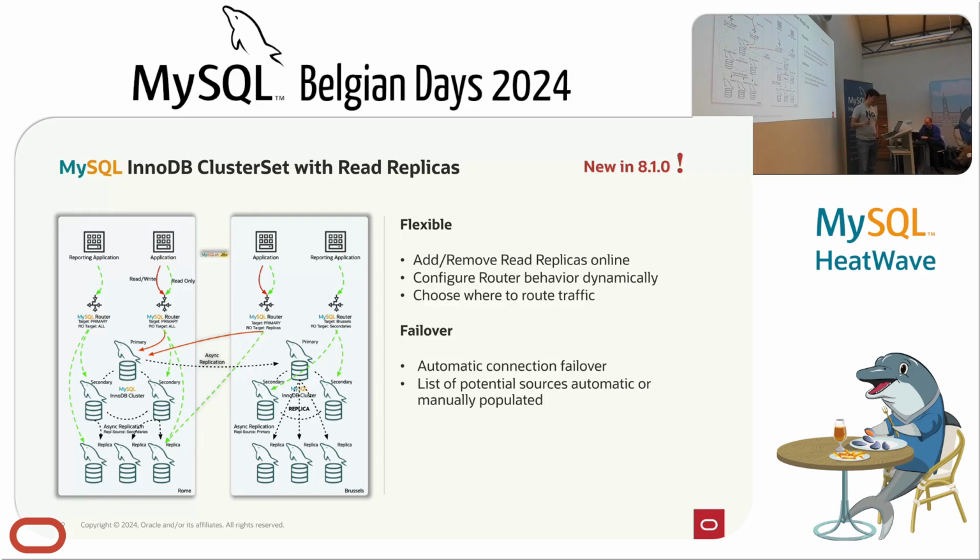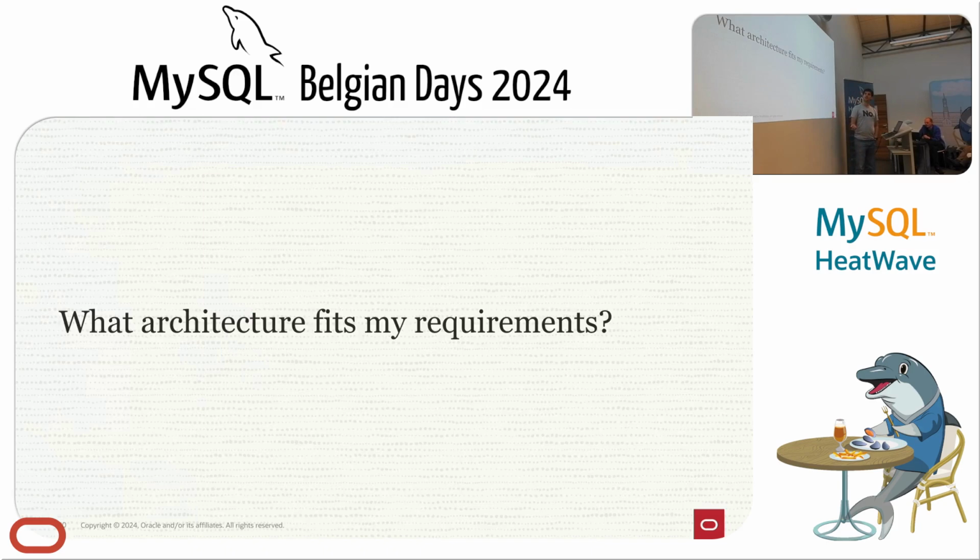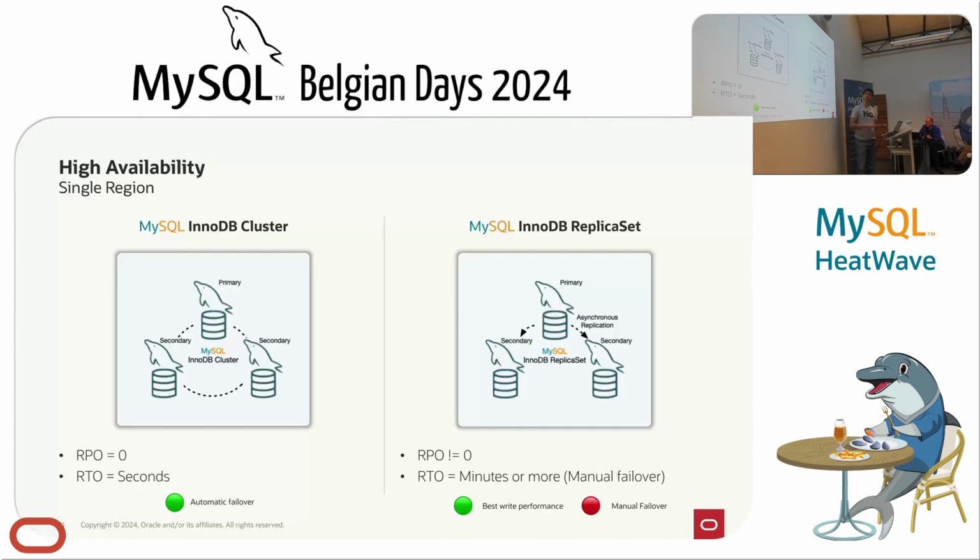So yeah, this is the list of solutions we support at the moment. Just a quick recap of business requirements and which architecture is the best for your problem. High availability within a single region: a cluster has automatic failover. If you need better write performance, you can use a replica set because it's asynchronous, so it has better write performance. However, you're going to have to live with the manual failover.